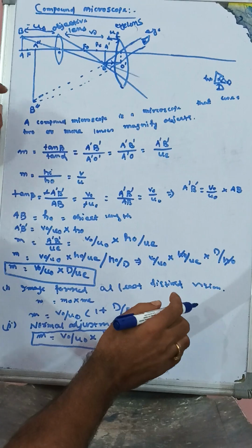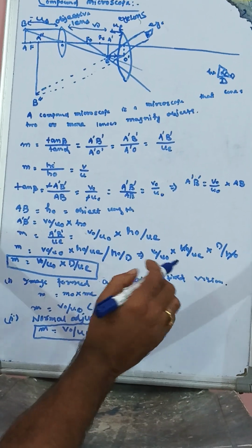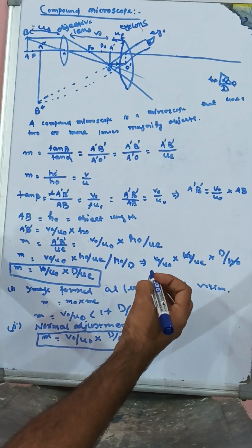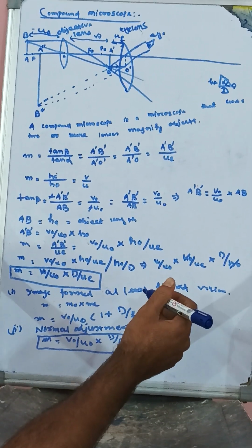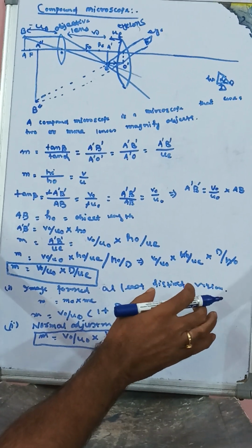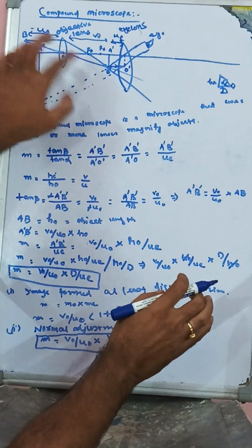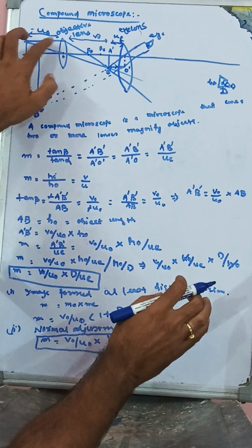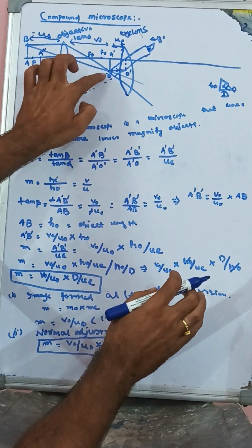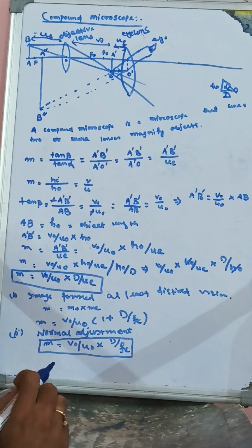We have to write what a compound microscope is. A compound microscope is a microscope that uses two or more lenses to magnify objects. You have to write it this way: first draw this line, then draw the parallel line, then this point, and that is all about the compound microscope.